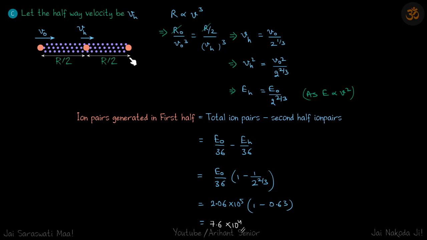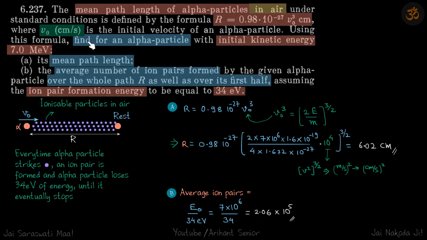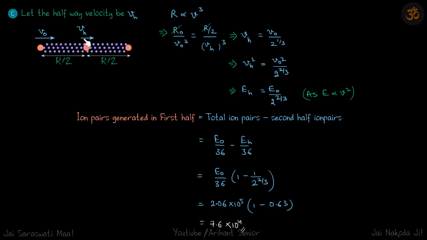So for the second half, if the half wave velocity is Vh, then again we can use this formula to figure out the value of Vh, because r will be replaced by r by 2. And if we know the new Vh, then we will know the energy of the alpha particle here. And if we know the energy of the alpha particle, then we know how many ions are formed in this half. That will be subtracted from the total number of ions for the whole path, and that will give how many ions are formed here.